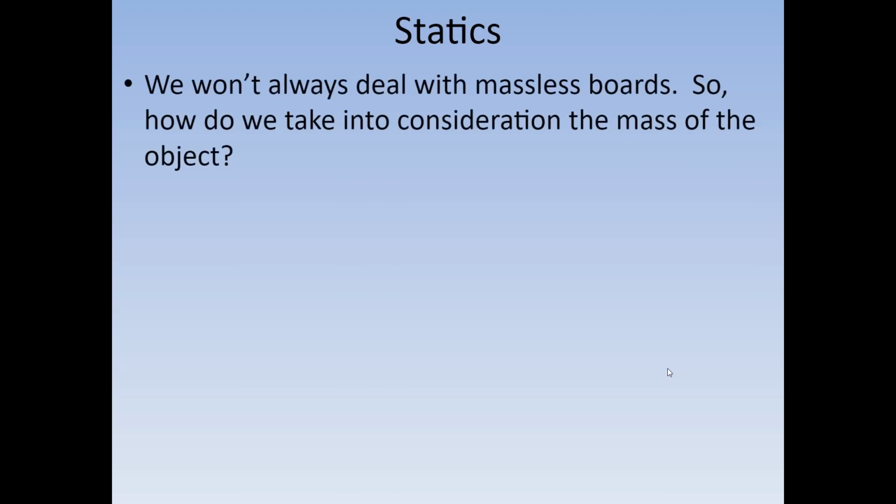Now, one thing to keep in mind is that the boards that we've been using in this problem have been considered massless. However, that's not always going to be the case. In fact, it's going to be very common that the object we're dealing with, the board for the seesaw, might actually have a mass itself. The pivot might be at a different location, not always in the direct middle. So we have to figure out how to deal with these types of beams that have mass.